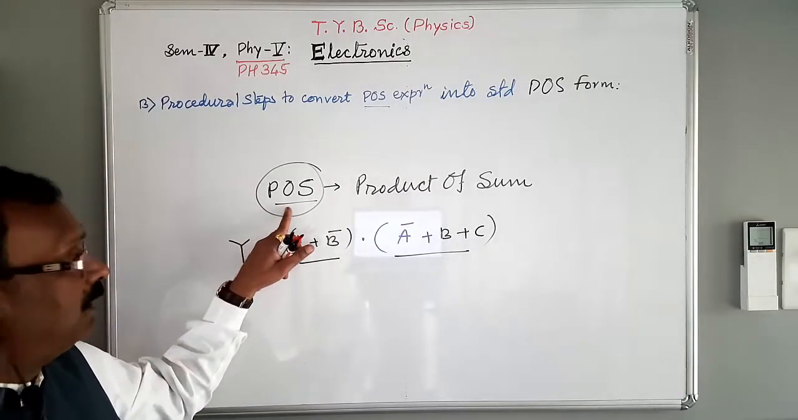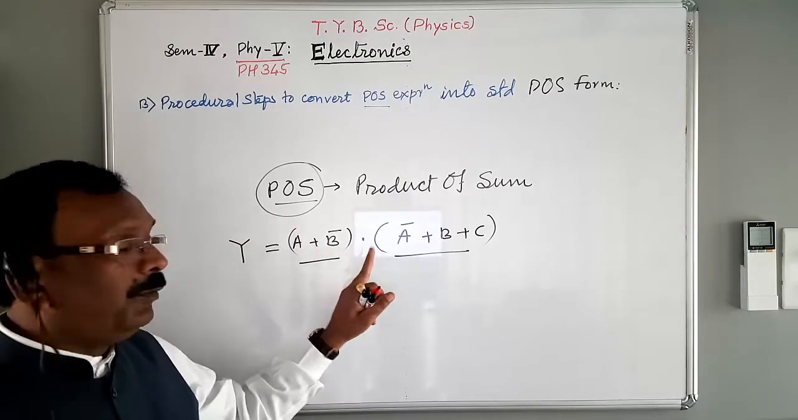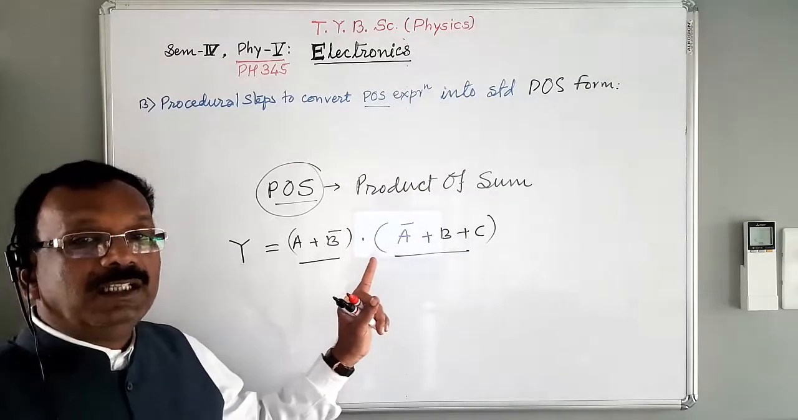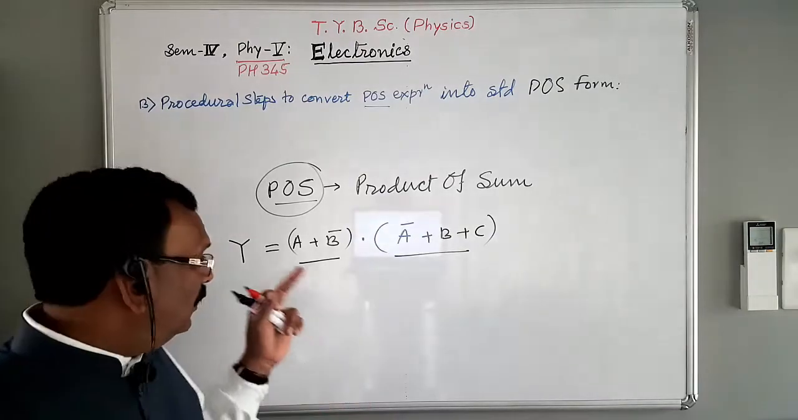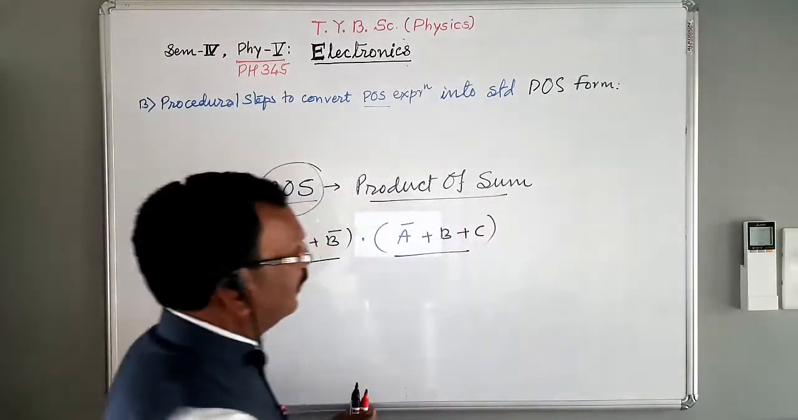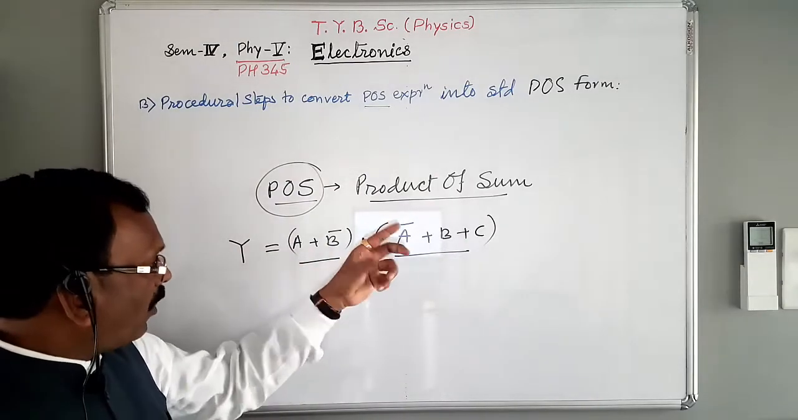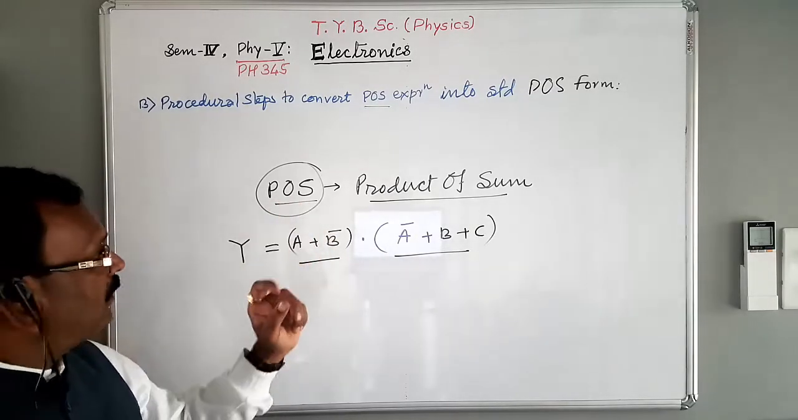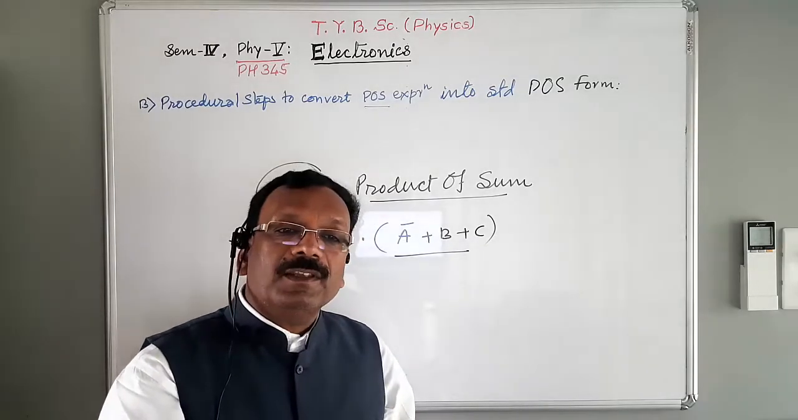POS expression means that when two or more sum terms are multiplied, the resulting expression like this is known as POS, that is product of sum. Here this is a sum term and this is another sum term, and the product of these two sum terms is nothing but POS or product of sum. Okay, we can see another example.